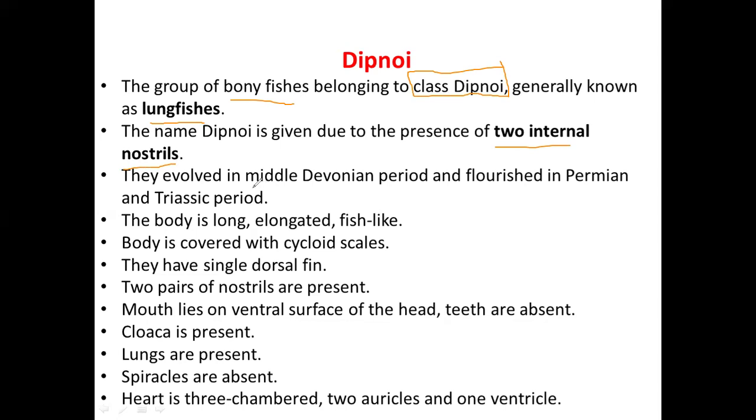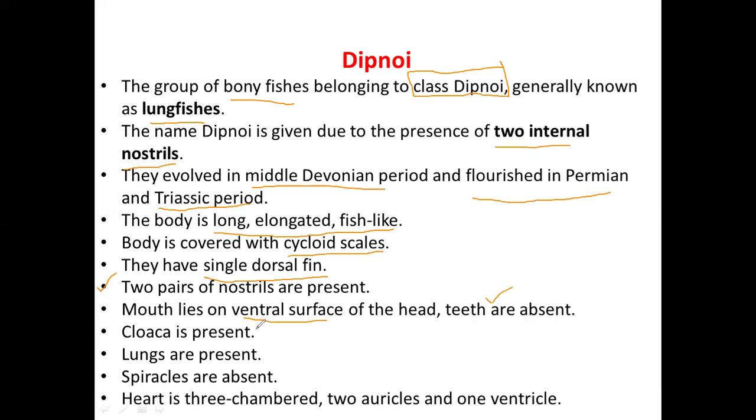They evolved in the middle of the Devonian period and increased in number in the Permian and Triassic periods. Coming to the body of Dipnoi, it is long, elongated and fish-like. The body is completely covered by cycloid scales, and a single dorsal fin is present. They have two pairs of nostrils, the mouth is on the ventral surface of the head, and teeth are absent in lungfishes.